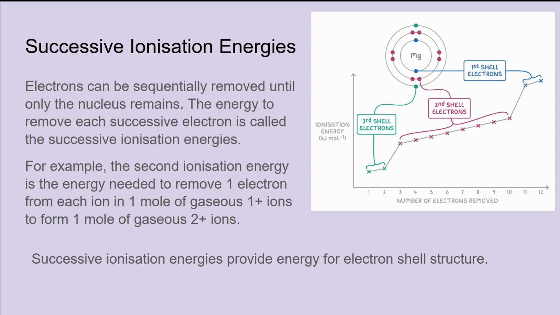So here you see magnesium, which is a group 2 element, but a period 3 element. So we know it has 3 shells and 2 electrons on the outer shell. So the third shell electrons have the lowest ionization energy, and then we move on to the second shell electrons, and those have increasing ionization energies. And then we move on to the first shell electrons, which have much greater ionization energy. And we see there's a gradual increase as each electron is removed.